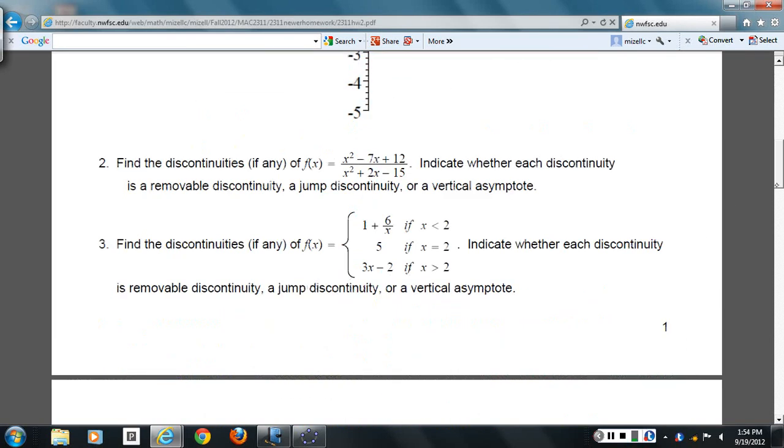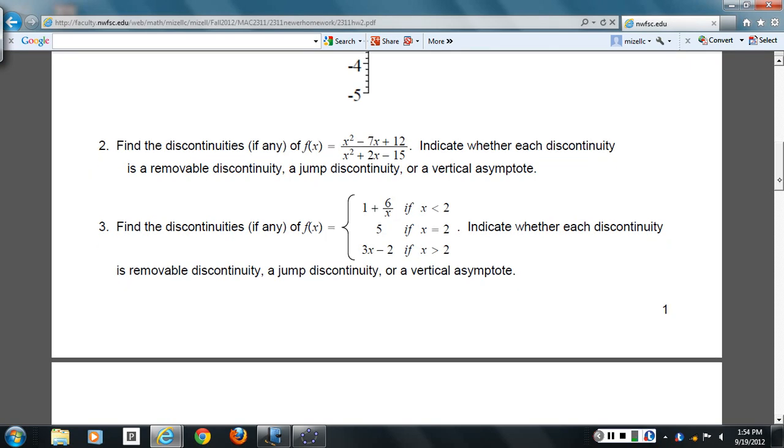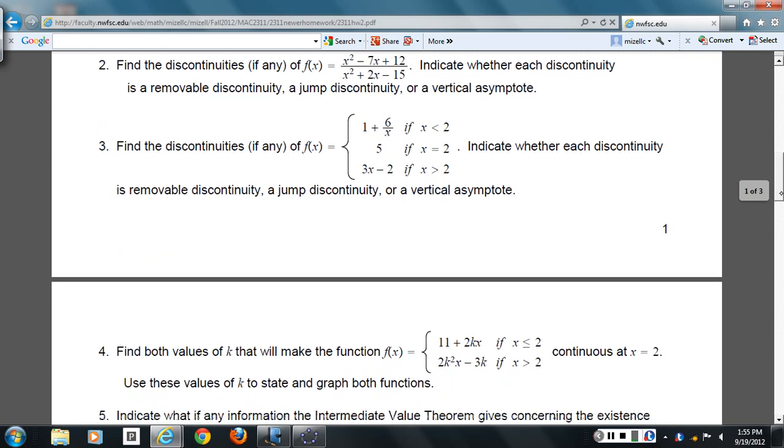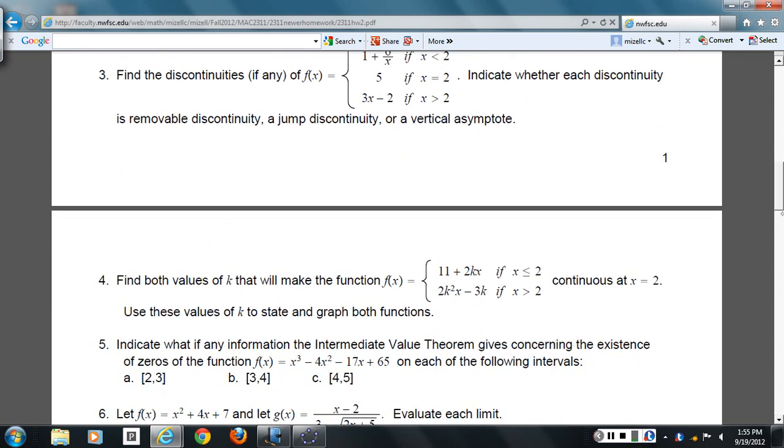Problem 2 is good. Factor the numerator, factor the denominator. You can decide whether it's continuous or movable discontinuity, jump discontinuity, or vertical asymptote. I don't think number 2 has any jump discontinuities. 3 probably does. Piecewise function likely has a jump discontinuity, among others.